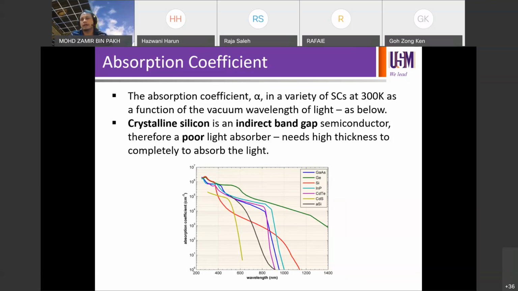If we talk about an indirect band gap semiconductor like silicon, germanium, in this case the example is silicon. It is a poor light absorber. Okay, poor light absorber because it has an indirect band gap. So when the band gap is indirect, it is a poor light absorber because the alpha is low. Right. So let's compare here.